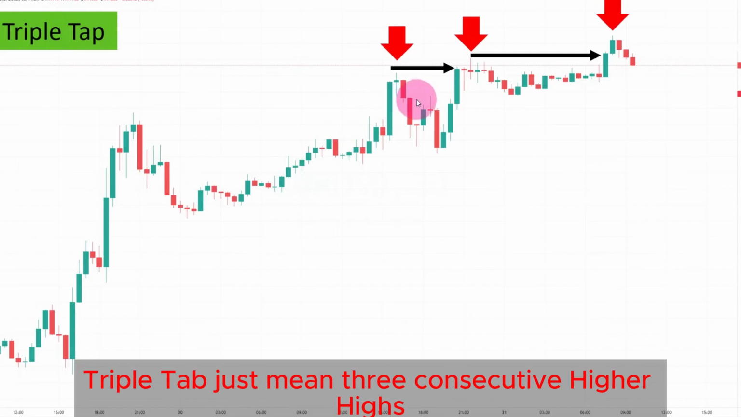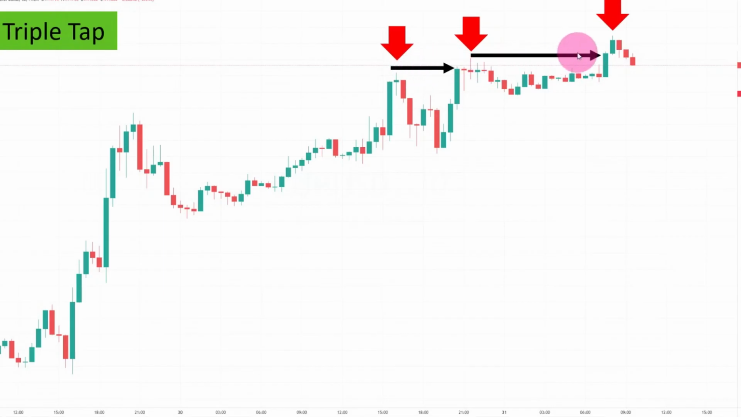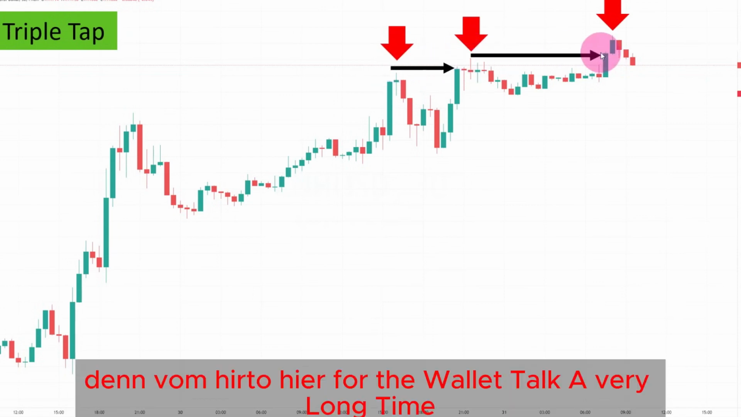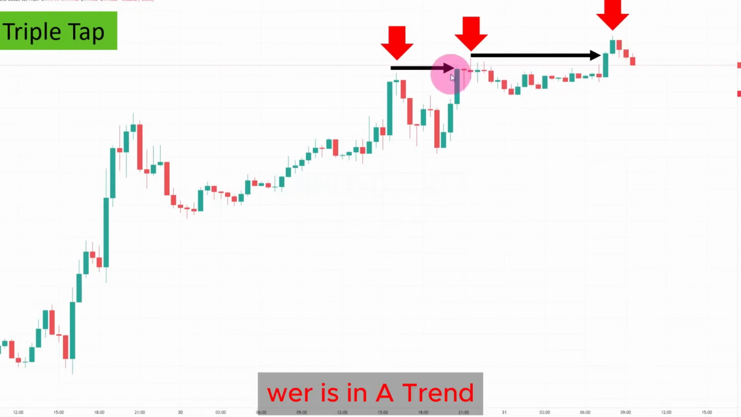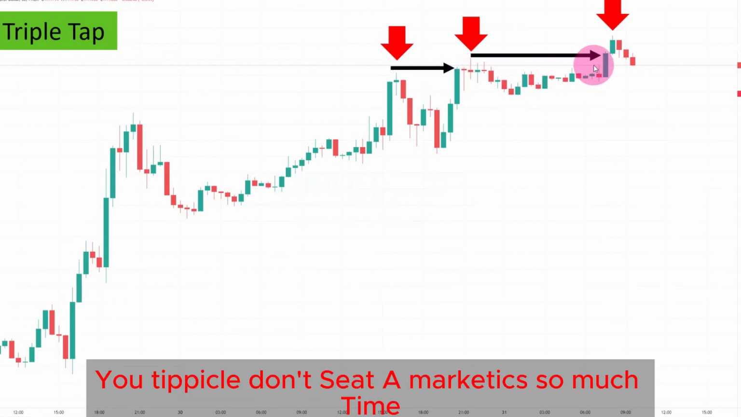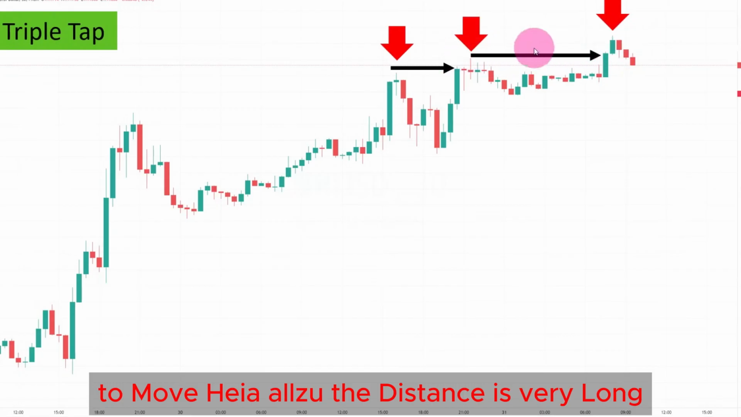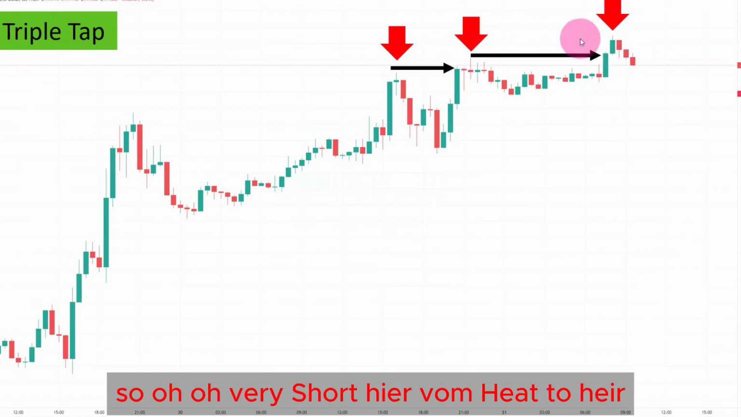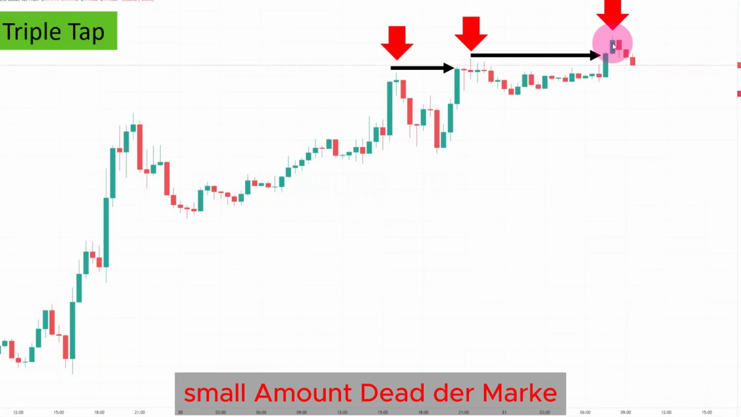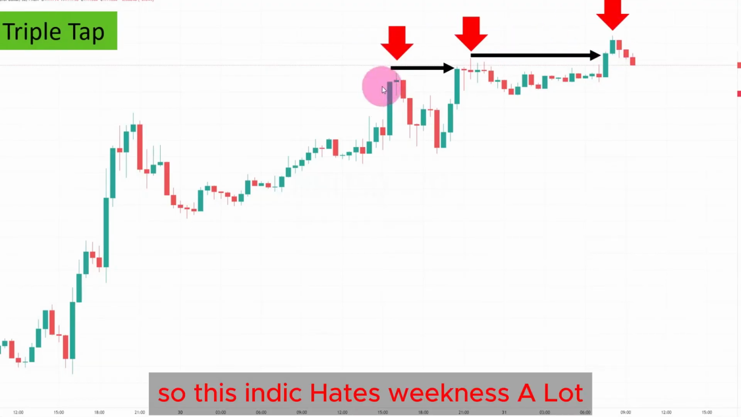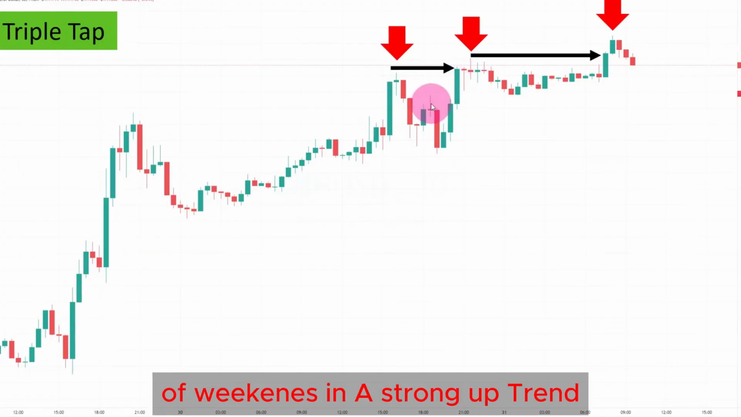And basically, the triple tap just means 3 consecutive higher highs. However, each high is less and less strong. So we can see that the market was very strongly rising higher. And then from here to here, the market barely was able to make a higher high. So that's already indicating a very weak market. Then from here to here, first of all, it took a very long time. Whereas in a trend, you typically don't see that the market takes so much time to move higher. Also, the distance is very short here. From here to here, there's a very, very small amount that the market was only able to push higher. So this indicates a lot of weakness in a strong uptrend.